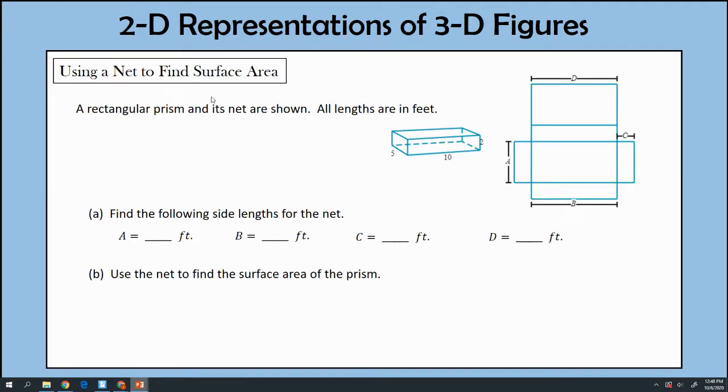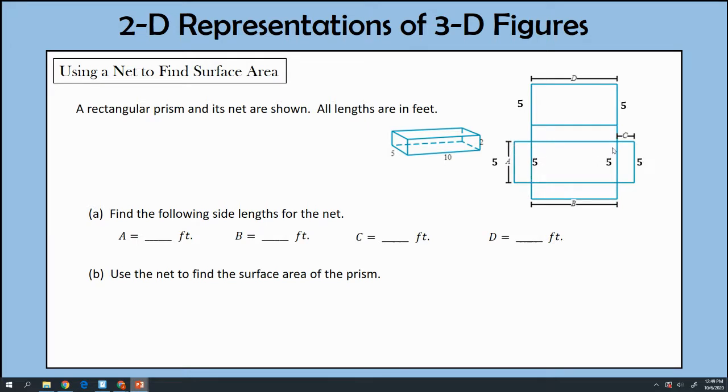All right, this says use a net to find surface area. So this is where it can be really helpful to talk about nets and understand what they look like. If you were to take this rectangular prism and cut it along its edges and flatten it out, it would look like this. So remember, we always talked about the fact that this rectangle and this rectangle are across from each other. They're the same. This skinny rectangle and this skinny one are the same, and then the bigger ones are the same.